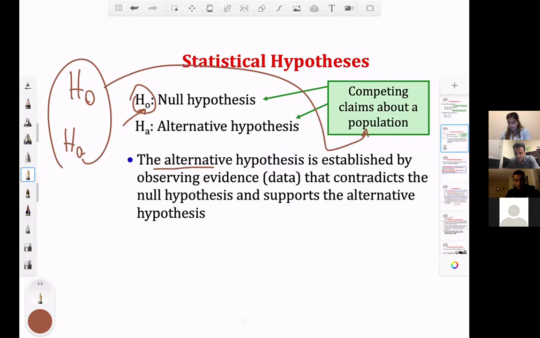The alternative hypothesis is established by observing evidence that contradicts the null hypothesis and supports the alternative hypothesis. Let me read it one more time: the alternative hypothesis is established by observing evidence that contradicts the null hypothesis and supports the alternative hypothesis.